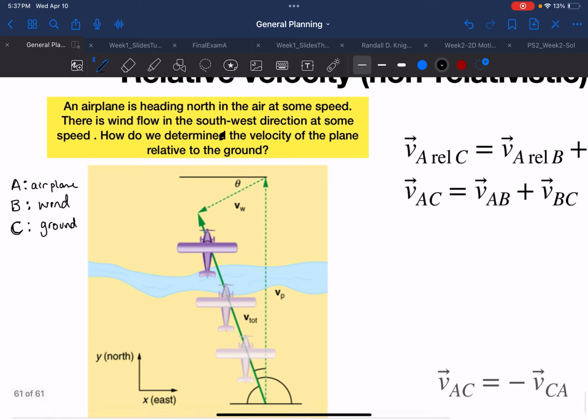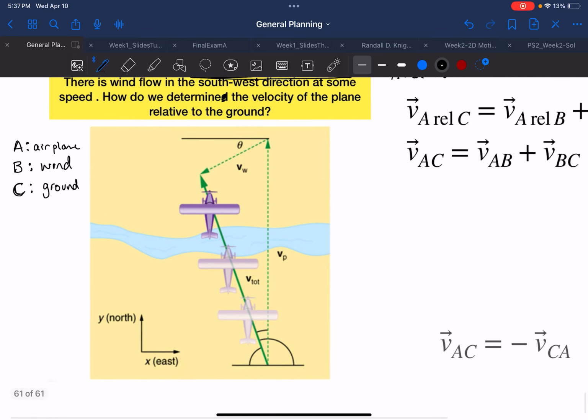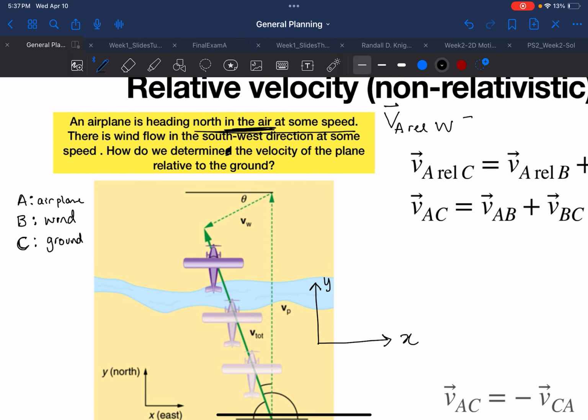When we say an airplane is heading north in the air at some speed, well, the airplane's in the air, so its speed is relative to the air, which is the wind. So the first piece of information is V airplane relative to the wind. Let's work in a coordinate system where north is the y direction and east is the positive x direction. We can call this VAW, and that's going to be in the j hat direction.